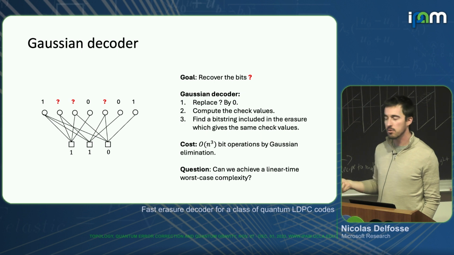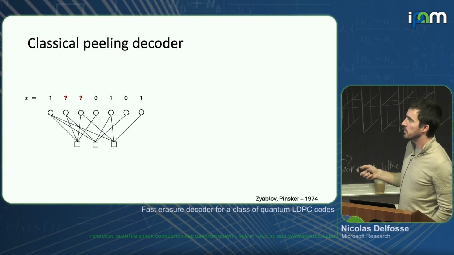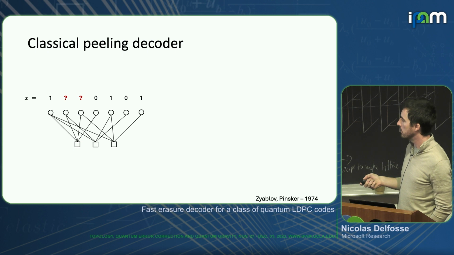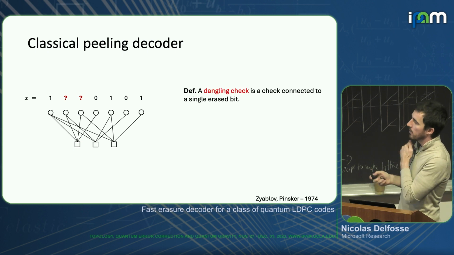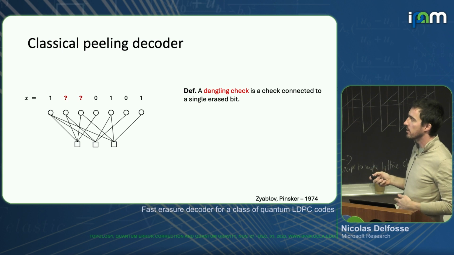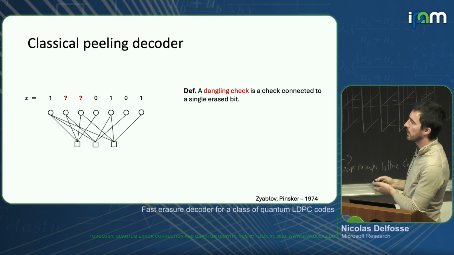And what we would like to do is to do that, but in linear time. And we are going to use something called the peeling decoder, which is rooted in old Russian literature. And the idea is to use a dangling check. A dangling check is one of these squares which is incident to a single erased bit.